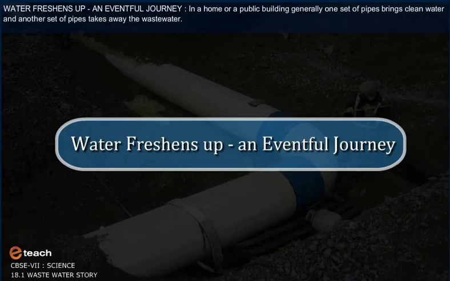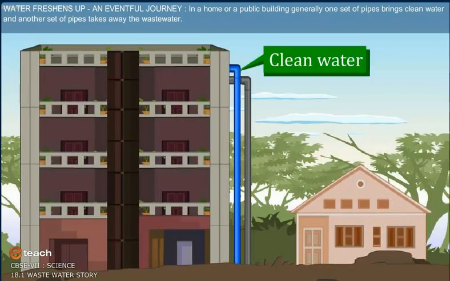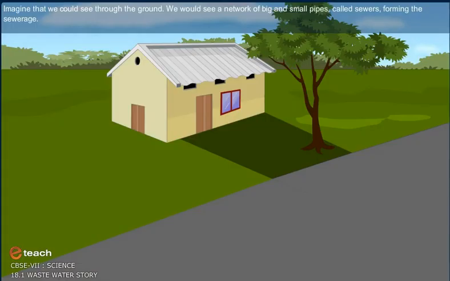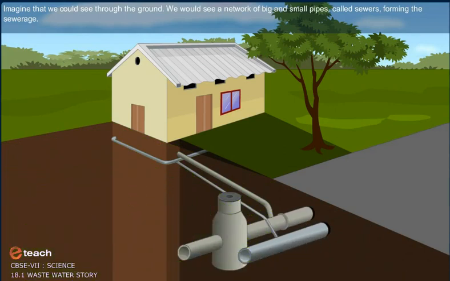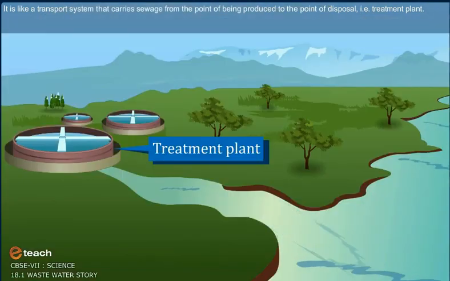Water freshens up an eventful journey. In a home or a public building, generally, one set of pipes bring clean water and another set of pipes takes away the wastewater. Imagine that we could see through the ground. We would see a network of big and small pipes called sewers, forming the sewage. It is like a transport system that carries sewage from the point of being produced to the point of disposal, that is treatment plant.